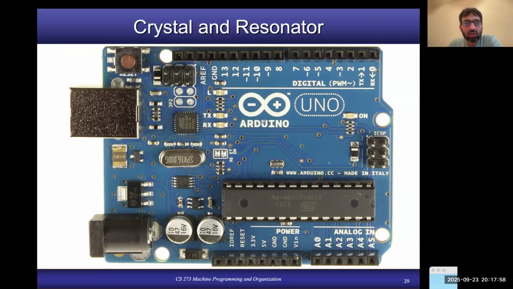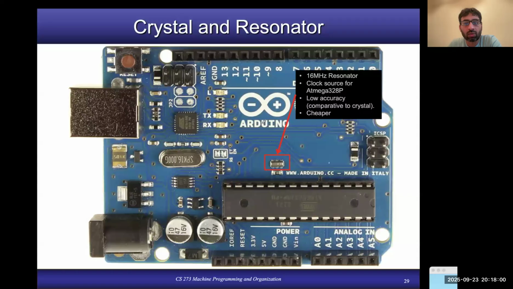Other than that, on this board we have two other components. One is known as a resonator. The job of the resonator is to generate the clock signal. This one creates the clock signal at a frequency of 16 megahertz and serves as the clock source for your microcontroller. But we also have another clock source on the board, which is a crystal.